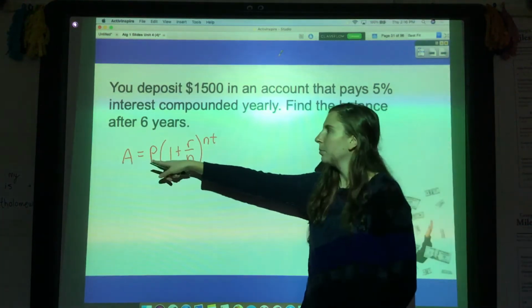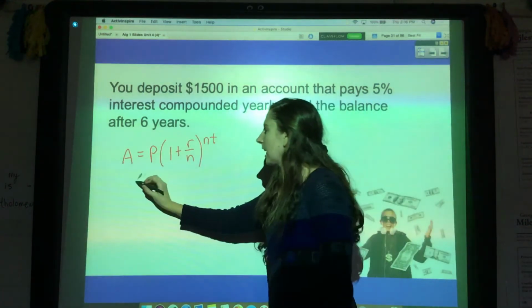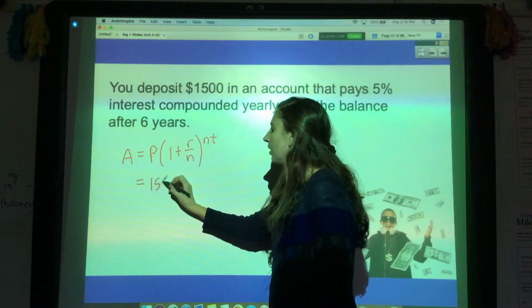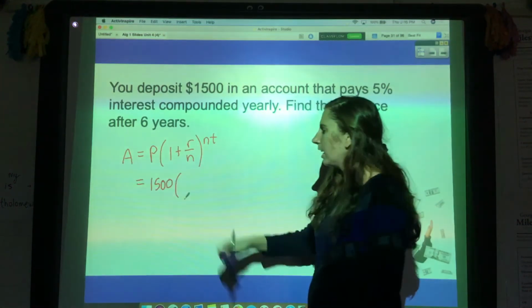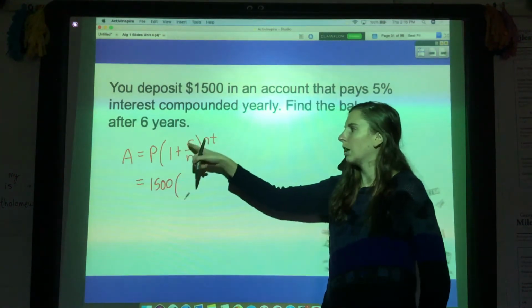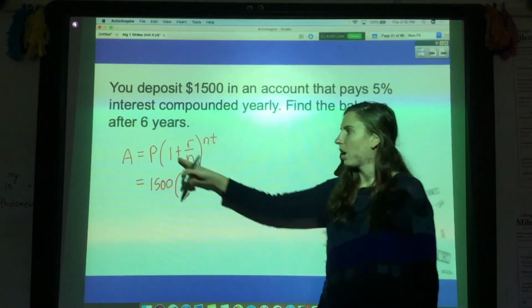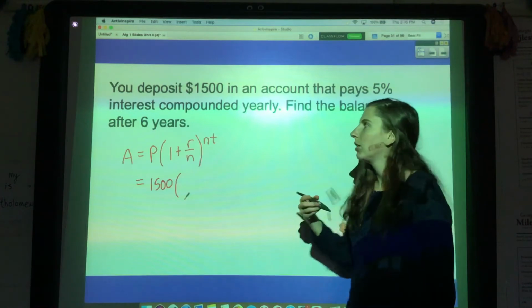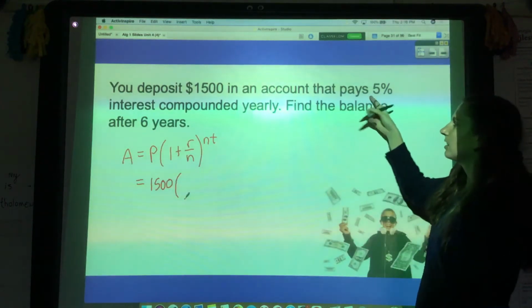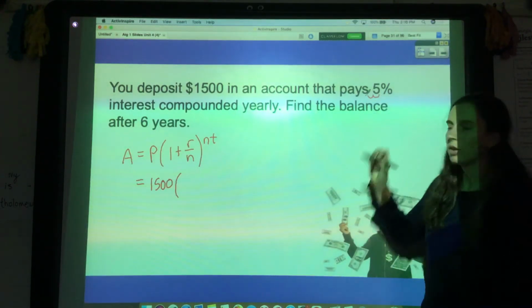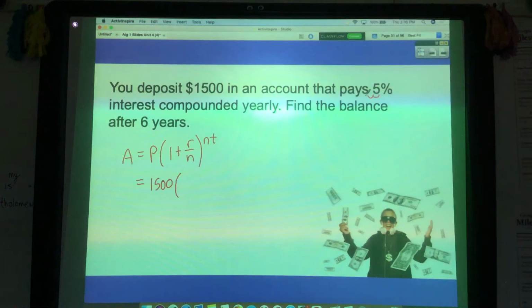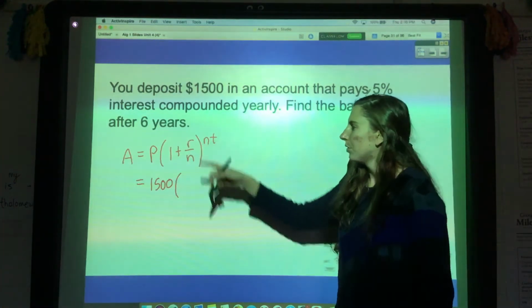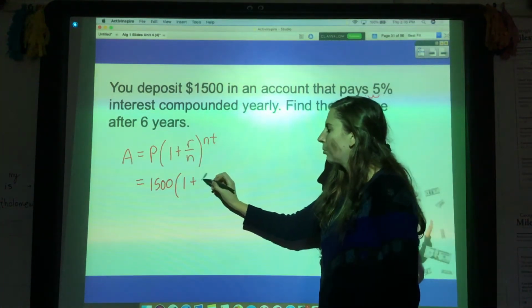So you fill in P, your principal amount, which in this case is 1,500, and then we multiply it by 1 plus the rate. That takes 100% of the original amount plus the additional amount that you gave for interest. In this case, it's 5%, so 0.05. So that's what we'll fill in for R, is 0.05.